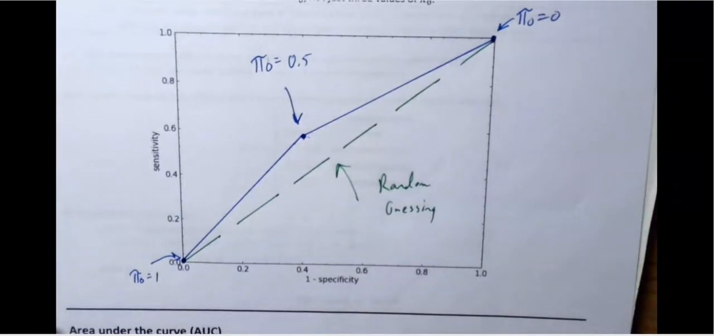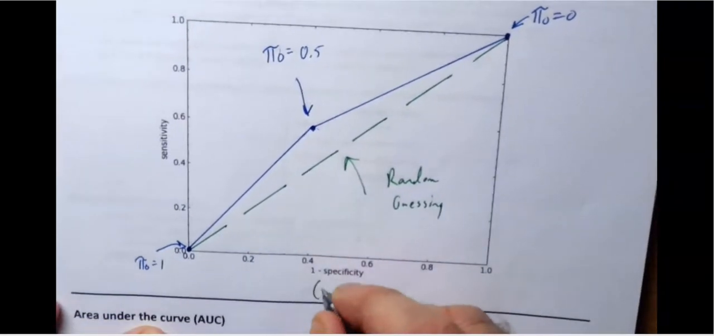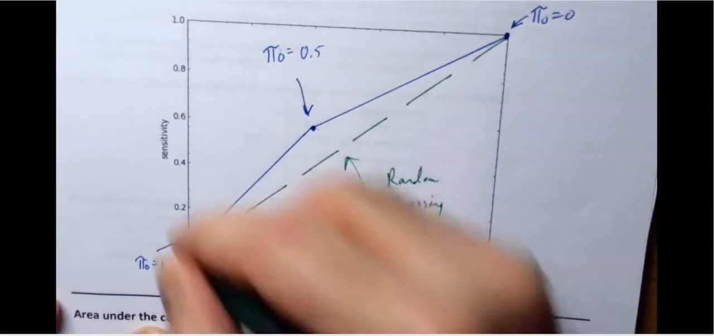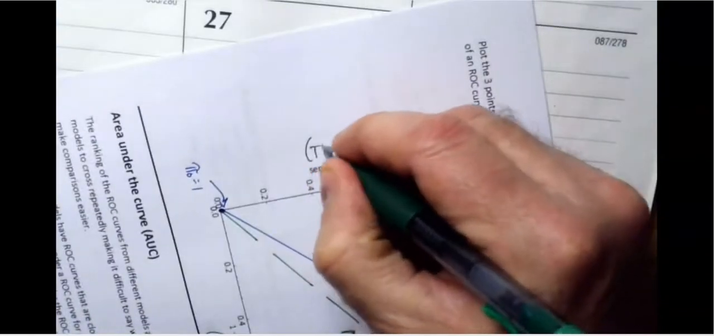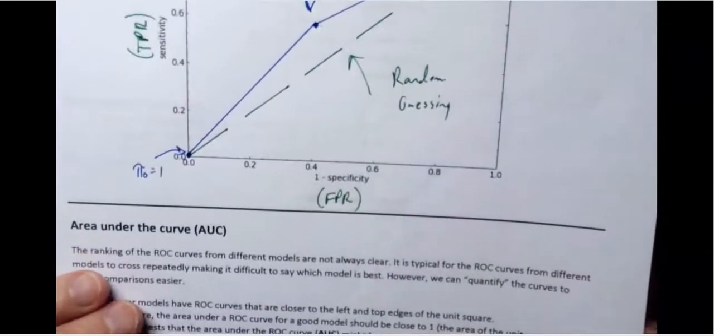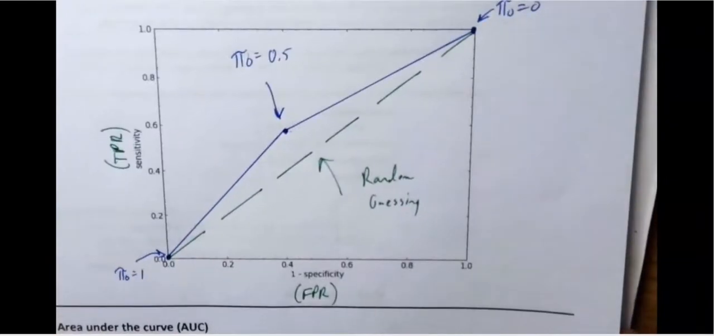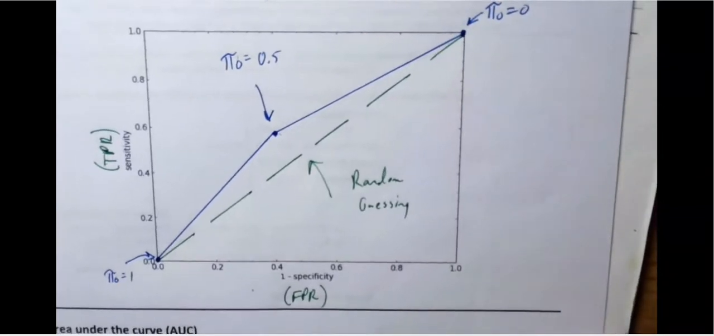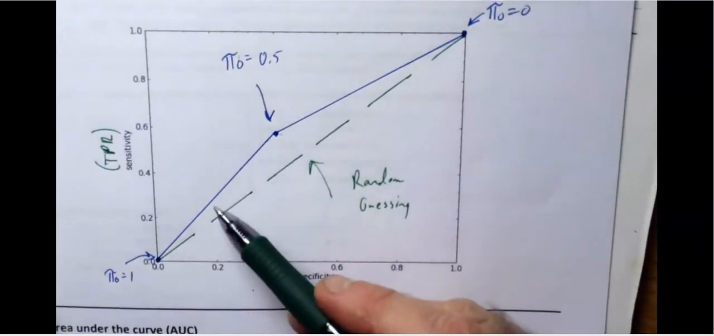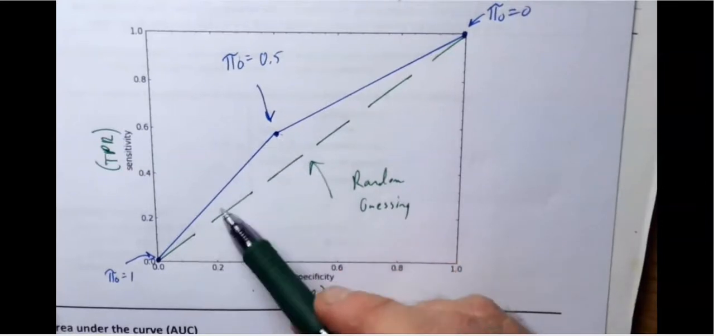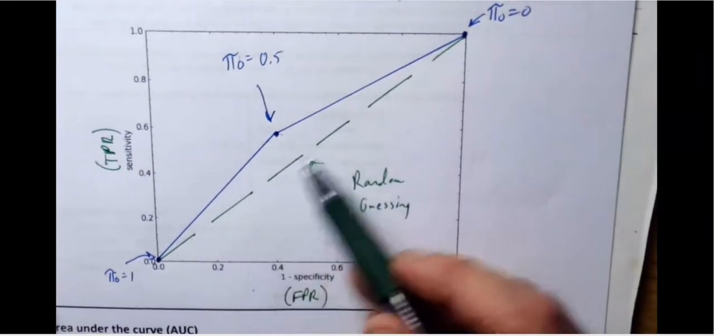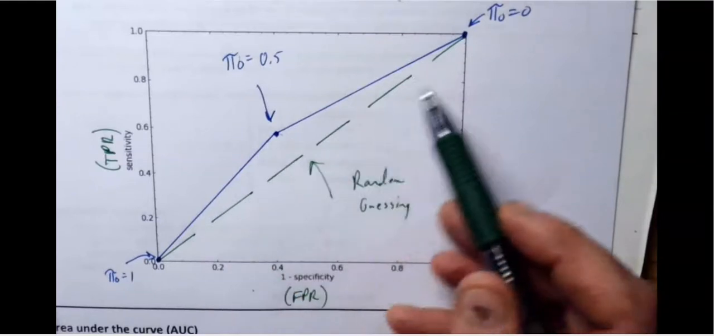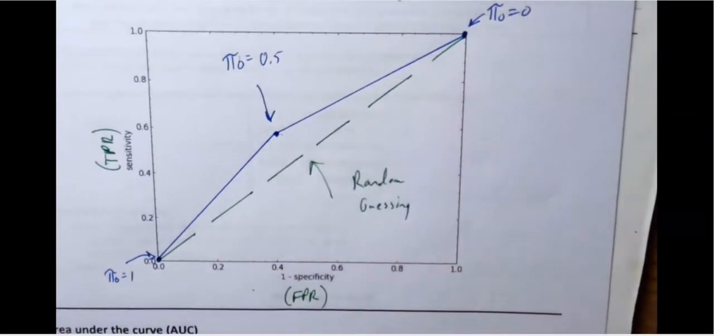And don't forget, this is 1 minus specificity. That's the same as the false positive rate. Sensitivity is the same as the true positive rate. Okay. And just look at this plot that we just drew. Again, this is just a sketch of an ROC curve because we only use 3 points. But it doesn't look like it's going to be too strong of a curve, right? Because again, we don't want an ROC curve that is close to this line, and this is actually fairly close to the line.